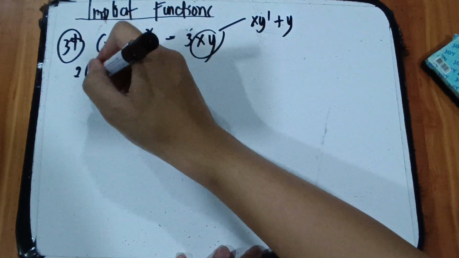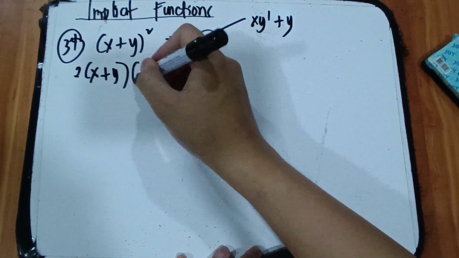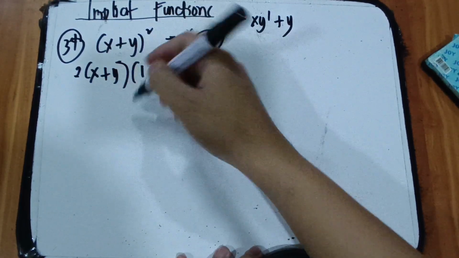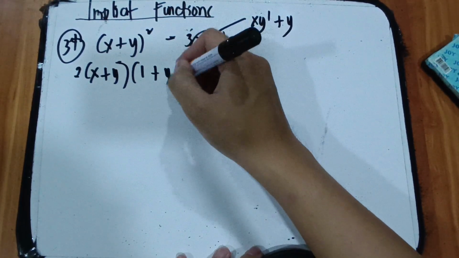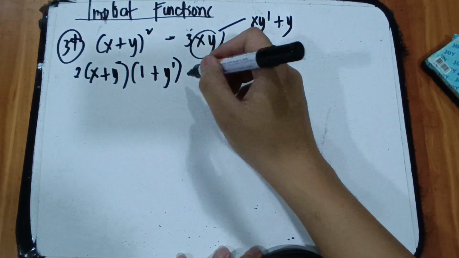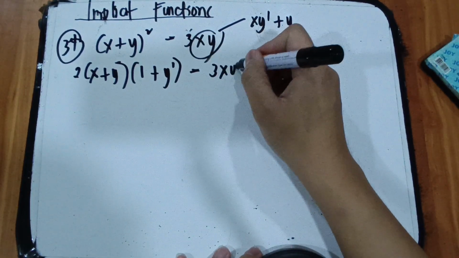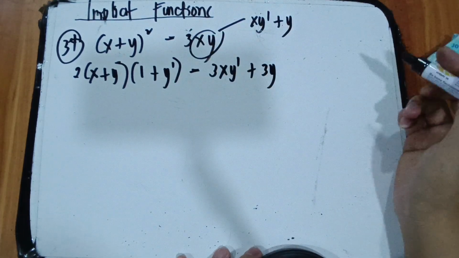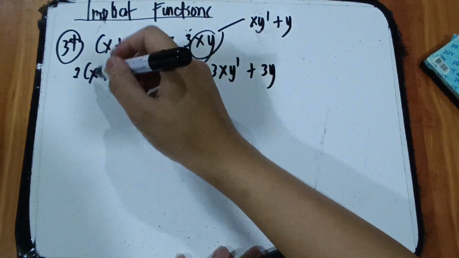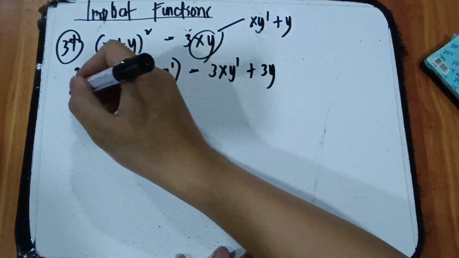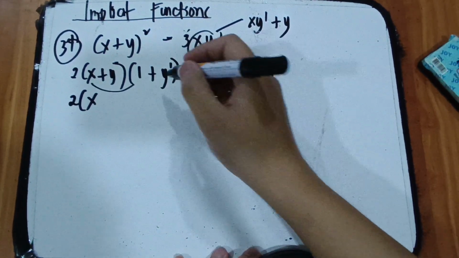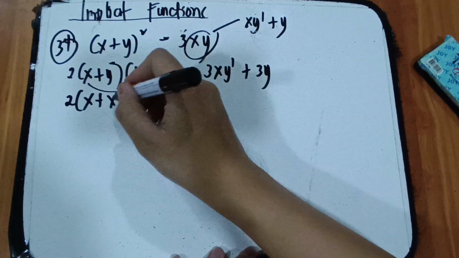So, 2, rewrite x plus y, and then derivative of the inside function. Anong derivative niyan? It's 1 for x plus derivative of y prime. Then, equal to 3xy prime plus 3y. Dinistribute ko na yung 3 sa dalawa. Ito naman, po-foil natin, 2 of x plus xy prime.